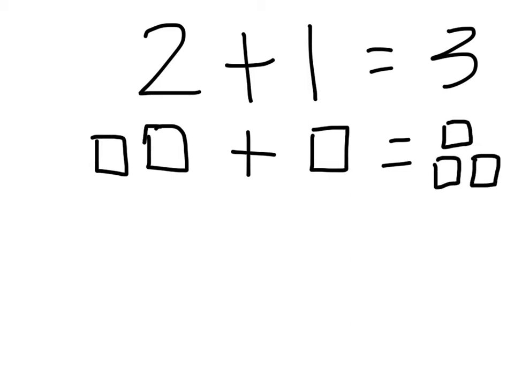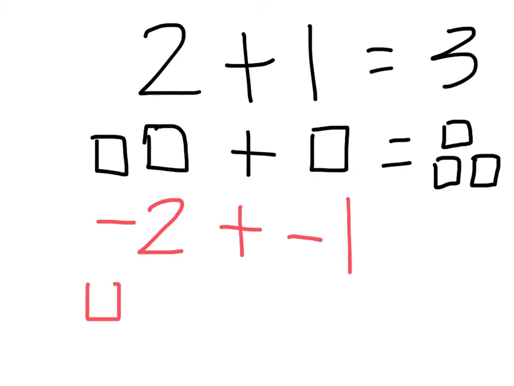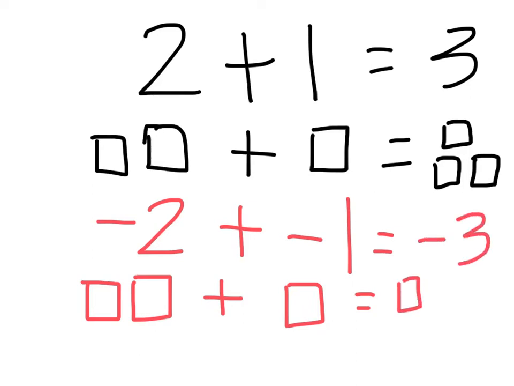We can use the same idea when we're adding negative numbers. So if we have negative 2 plus negative 1, we would have 2 negative boxes plus another negative box, which in both scenarios would give us negative 3 total.